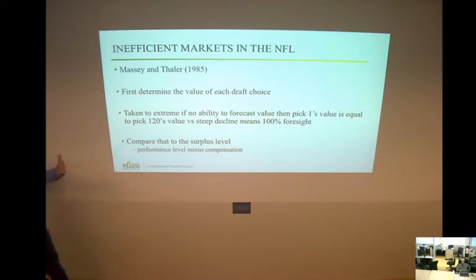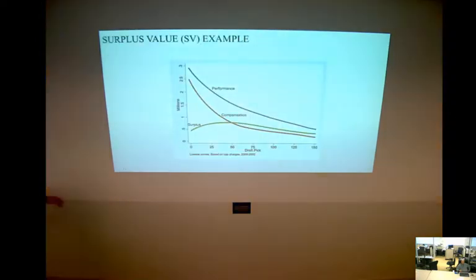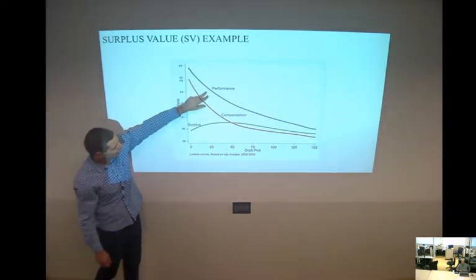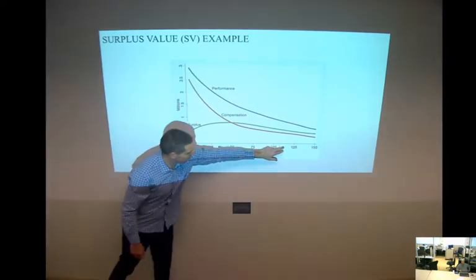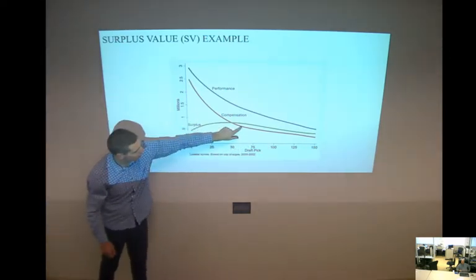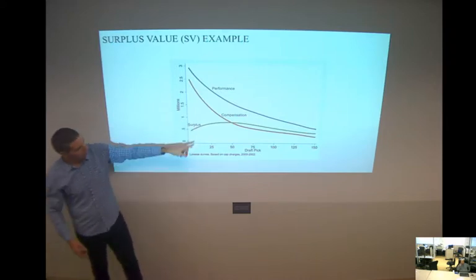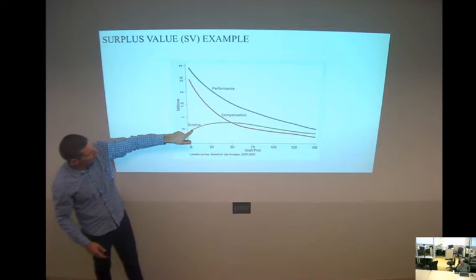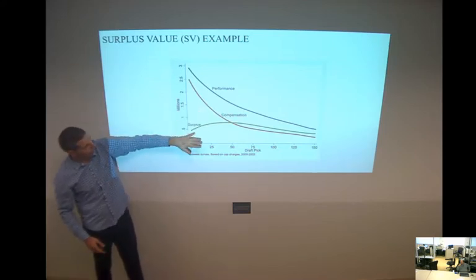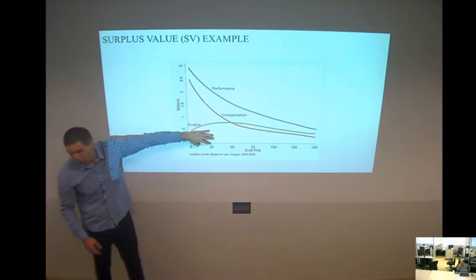Now, the crux of the paper is that you've got a gap between what you pay someone and the performance of the player, and this is the draft pick where you take the player. What this shows is obviously a curved line, and if the market is efficient, you shouldn't have this curved line, because in this section you're overpaying for players because your surplus is lower. So the gap between the performance and the compensation is lower for the higher draft picks.